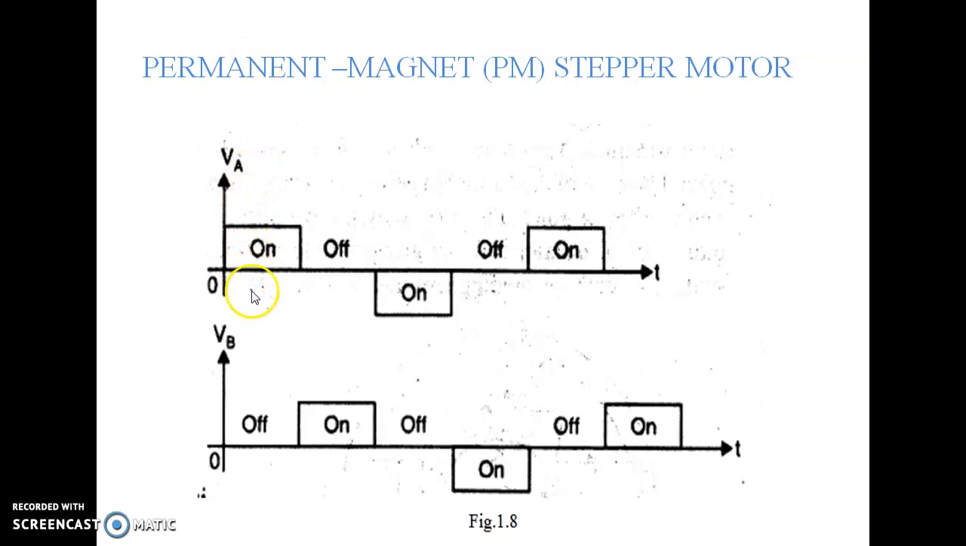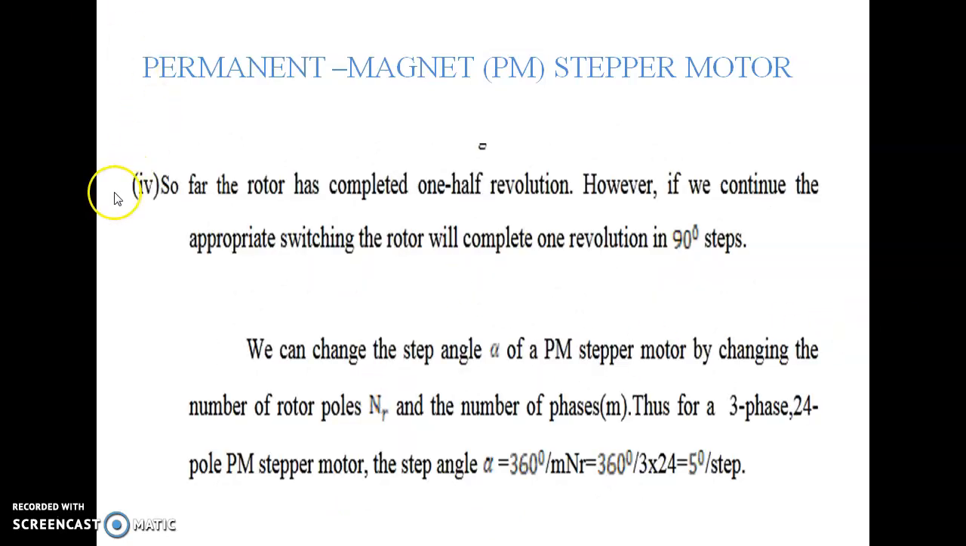So here we can see this is VA, this is VB. Excitation of A, on, off, on. Accordingly for B, when A is on, B is off. When A is off, B is on. And so on. So far, the rotor has completed 1.5 revolution. However, if we continue the appropriate switching, the rotor will complete 1 revolution in 90-degree steps.